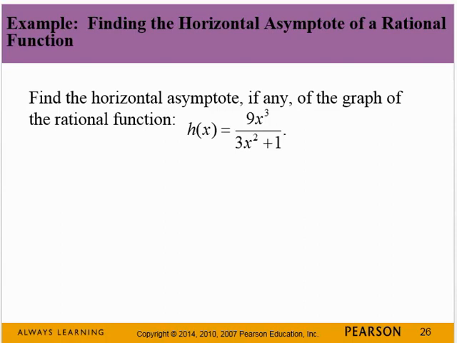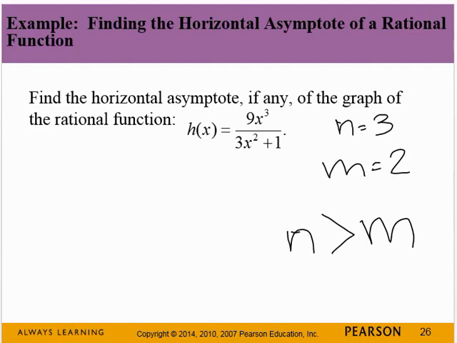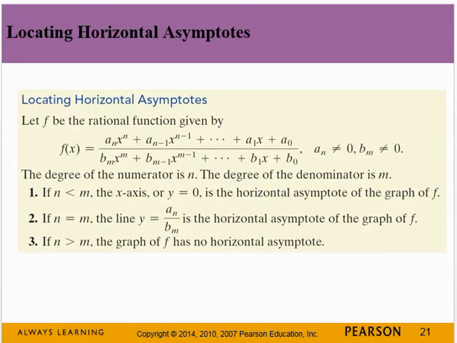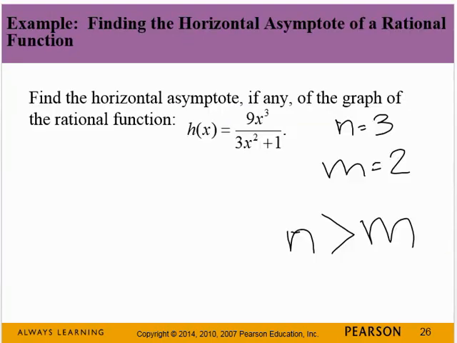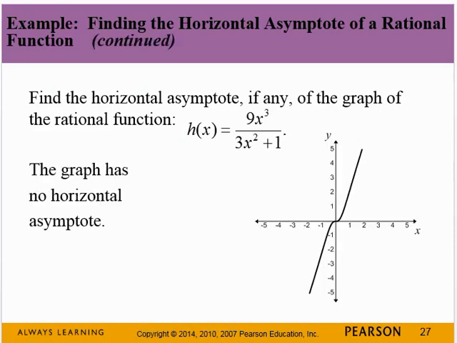In our last example, n is 3 and m is 2, so n is greater than m. We go back to our rules. When n is greater than m, the graph of f has no horizontal asymptote. So the graph has no horizontal asymptote.